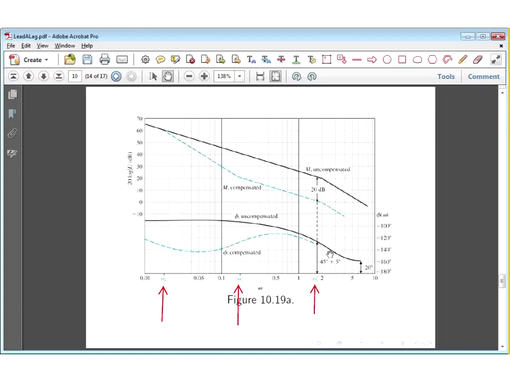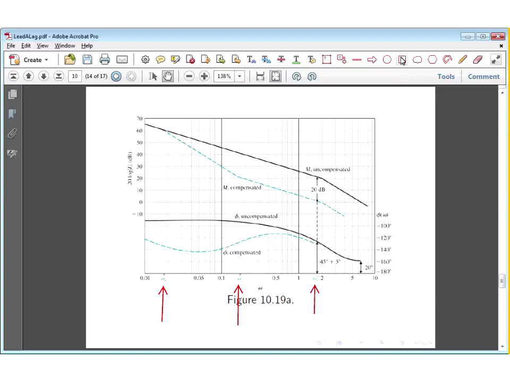And here then you can see that even though we haven't really, in the region of the crossovers, changed the phase curve in any way, we have actually changed the phase margin by causing the magnitude curve to drop through 0 decibels at a lower frequency.